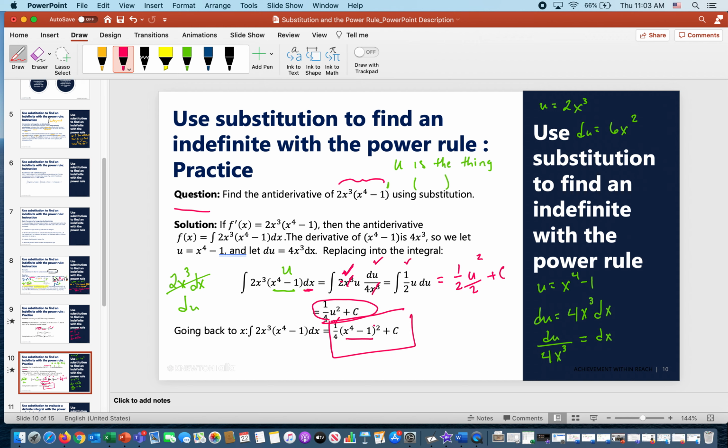And I think you're able to see now how to do this when du doesn't actually show up, right? So in the last problem, we were able to simply replace 3x squared dx with du because they were equivalent. And in this case, that doesn't apply anymore.